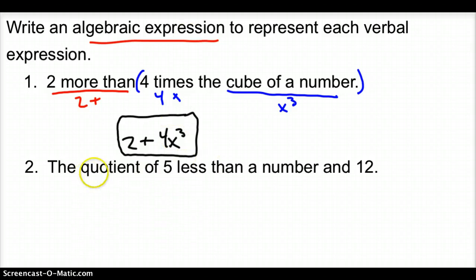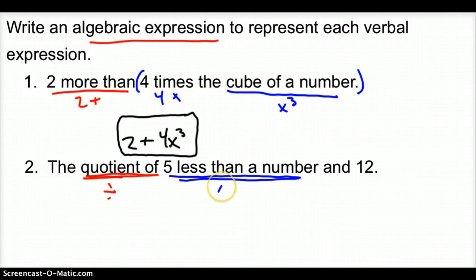Next, the quotient. What does the quotient mean? The quotient means, looking back, divide. And what is the quotient of 5 less than a number? So 5 less than a number. What does 5 less than a number mean? It means x minus 5, and 12. We cannot forget about that 12.